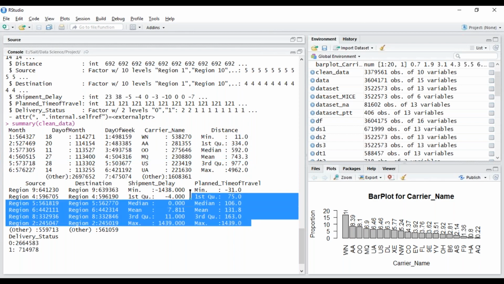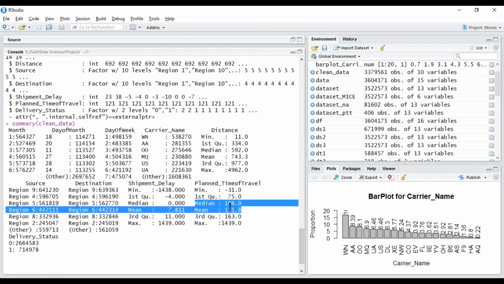Similarly, you have planned time of travel, which is starting from -31 to 1439. So you have got the mean and the median, which are also approximately the same. So by looking at the numbers upfront, we can say whether it is going to follow normal distribution or not.